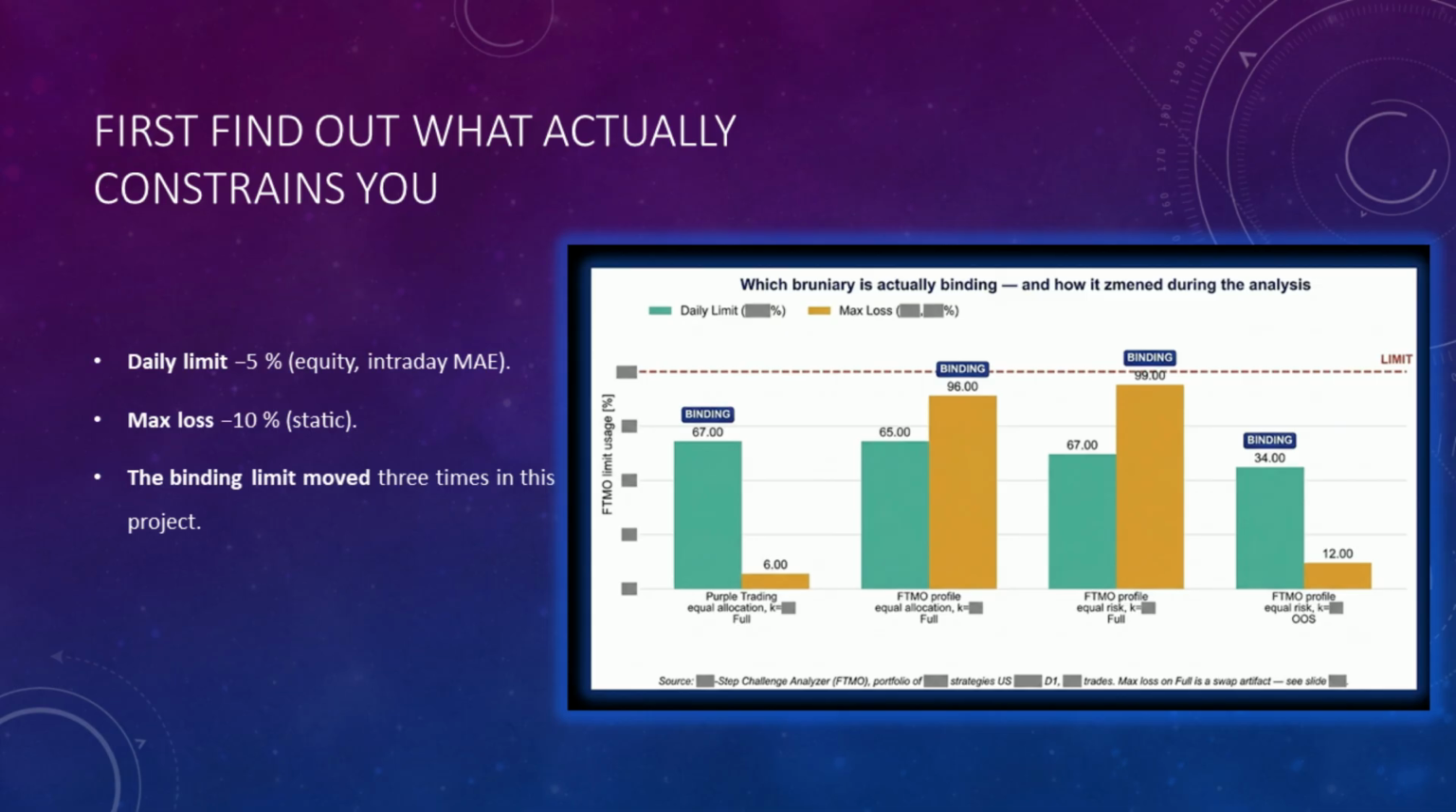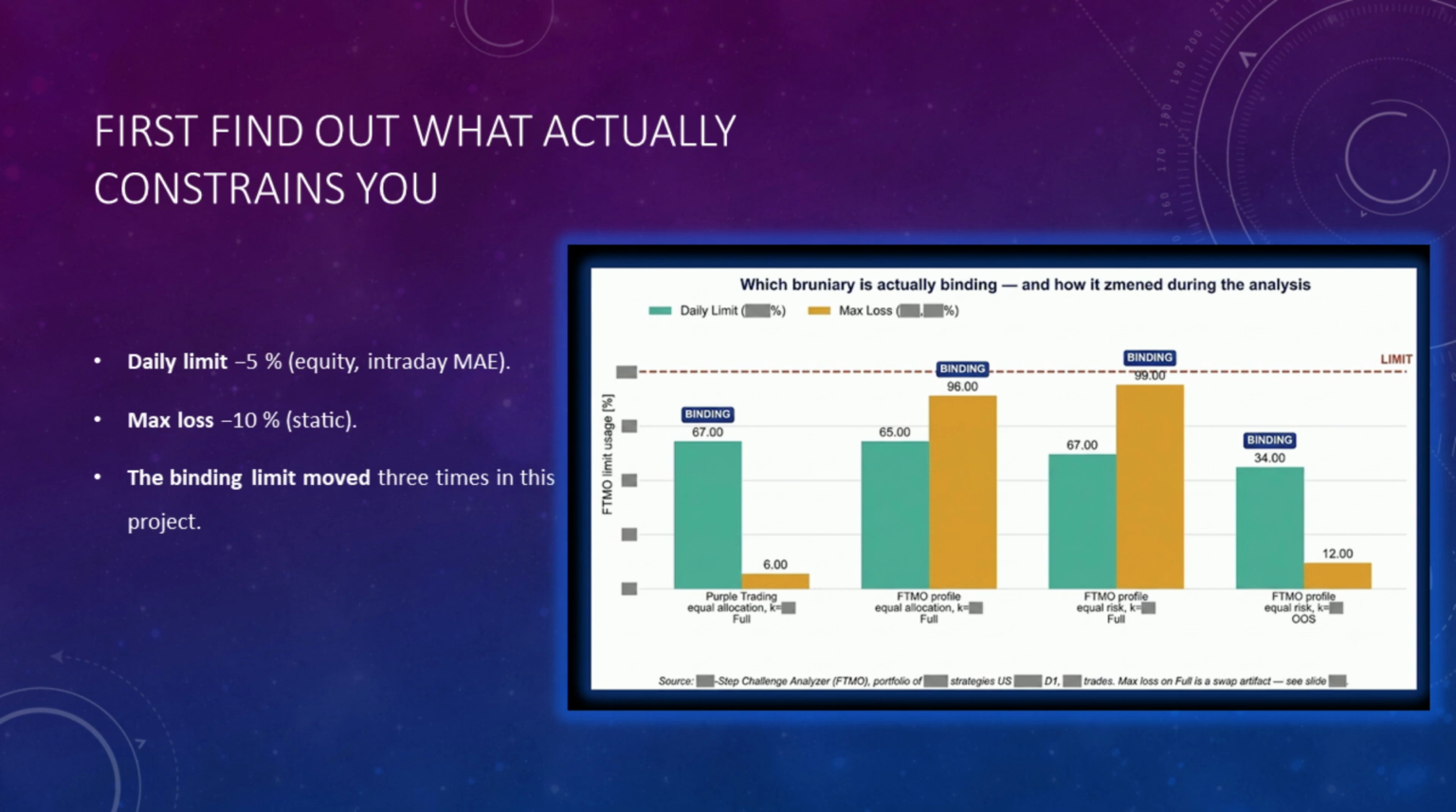The FTMO 2-step challenge has 2 hard limits: a daily limit of -5% and a maximum loss of -10%. The one that decides is whichever has the higher utilization, and this is something you have to recheck after every change to your setup. In this project, the binding limit moved 3 times.